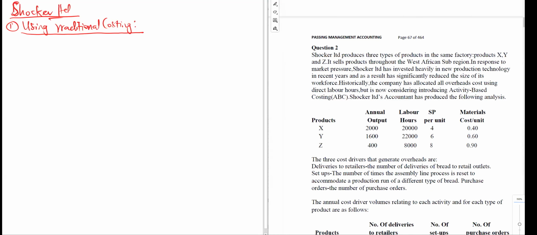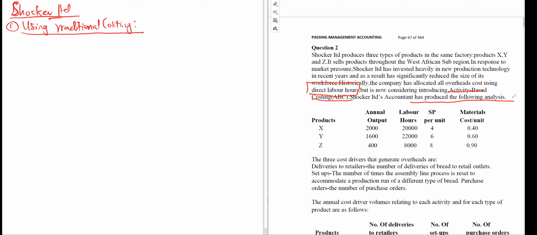Okay. Question 2. Shocker Limited produces 3 types of products in the same factory: Product X, Y, and Z. It sells products throughout the West African sub-region. In response to market pressure, Shocker Limited has invested heavily in new production technology in recent years, and as a result, has significantly reduced the size of its workforce. Historically, the company has allocated all overhead costs using direct labor hours, but is now considering introducing activity-based costing. Shocker Limited's accountant has produced the following analysis.